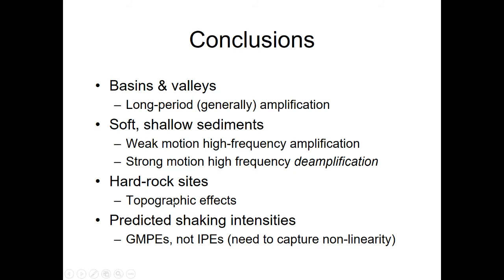At hard rock sites, depending on the local topography, you can get these topographic effects that are hard to predict because they're very complicated and they depend on the details of the structure, but they can be locally important. And if you want to predict the shaking intensities, you need to have good ground motion prediction equations that are well constrained by large earthquakes, critically at short distances. Because if you don't have that data, the predictions may be too high.